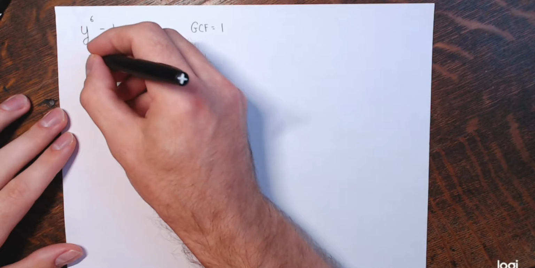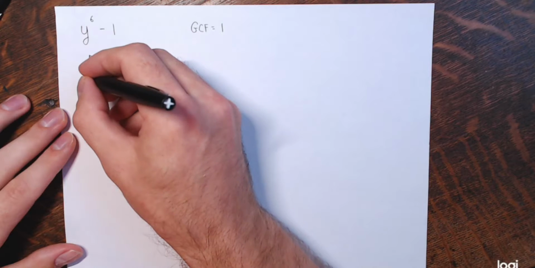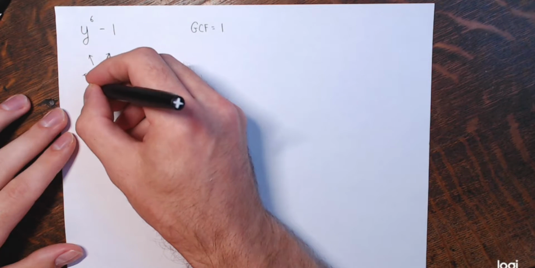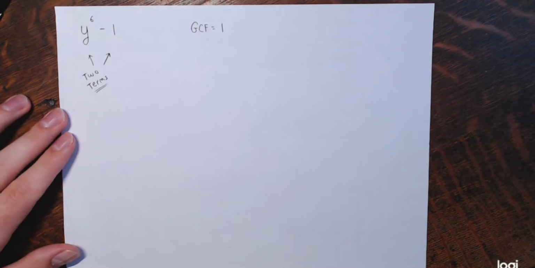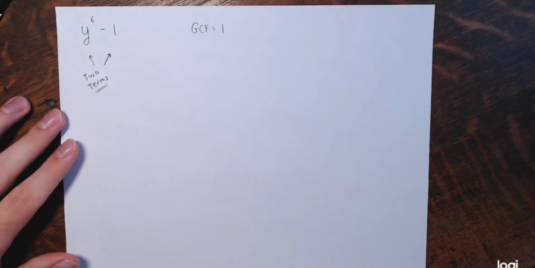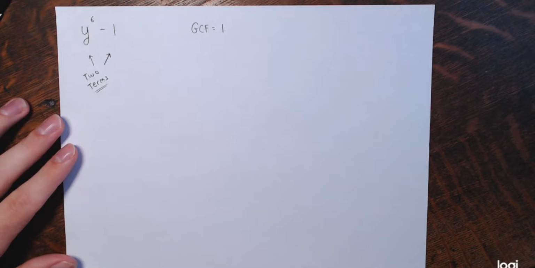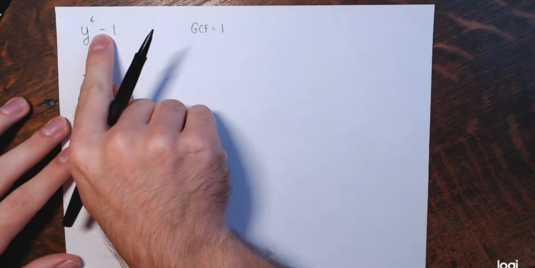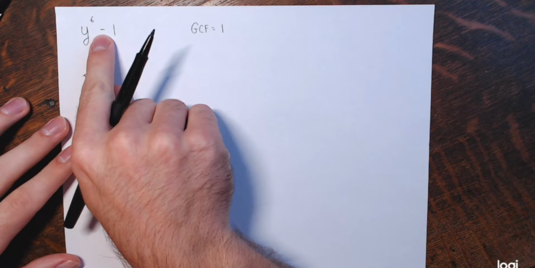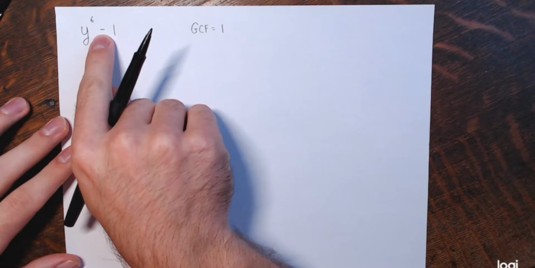All right, there are 2 terms. Now the only expressions you're going to be able to factor with 2 terms are differences of squares, sums of cubes. Well, this is obviously not a sum, right? It's a difference. Or differences of cubes.